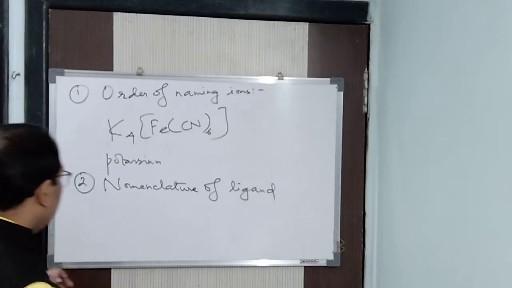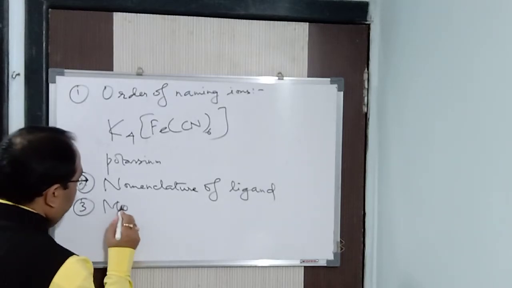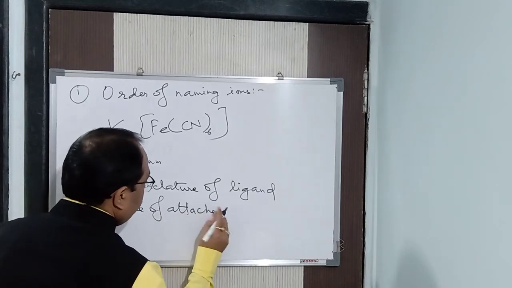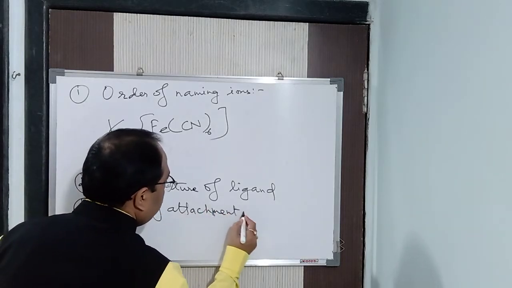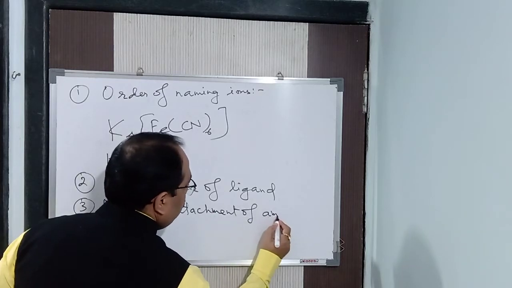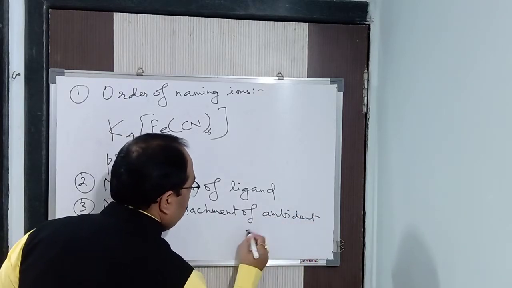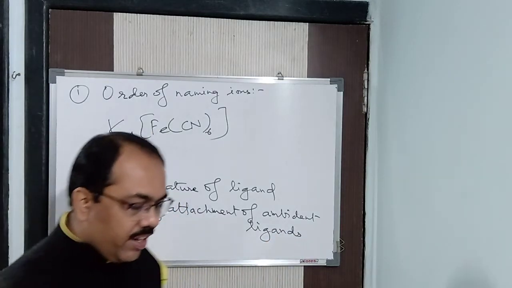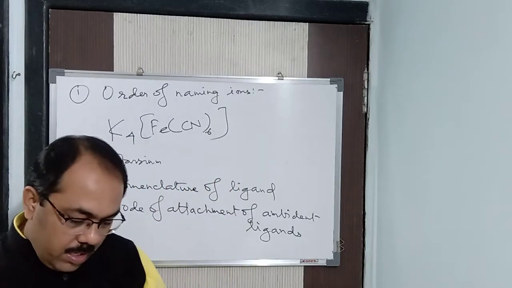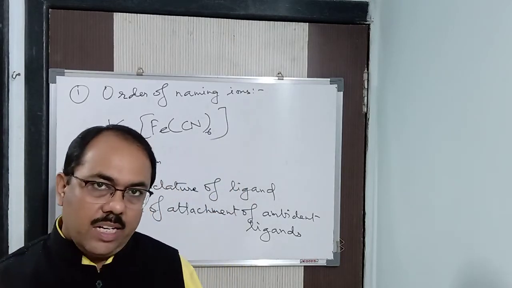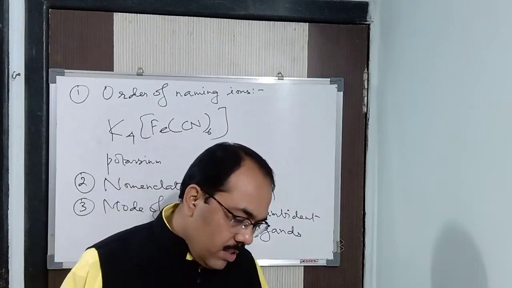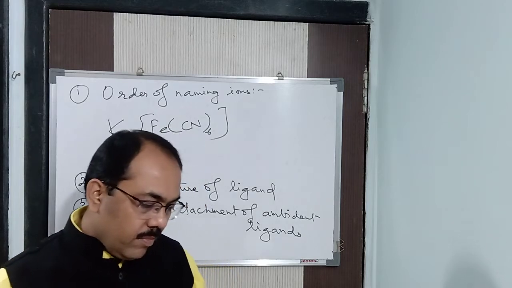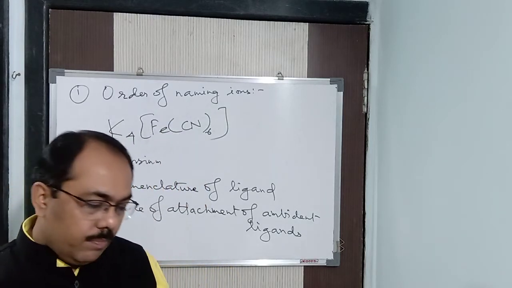Next, the third point is the mode of attachment of ambident ligands. Mode of attachment of ambident ligands. First you need to understand what ambident ligands are. Write down: some monodentate ligands contain more than one donor atom.